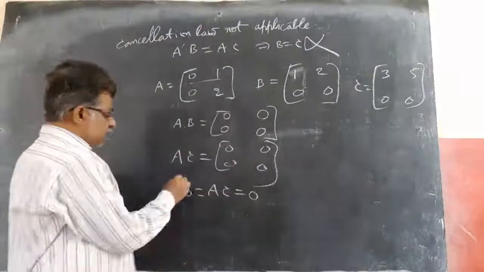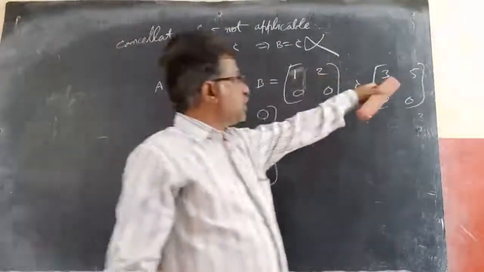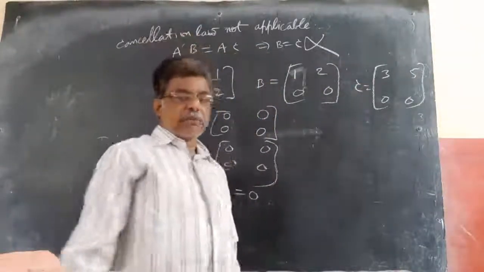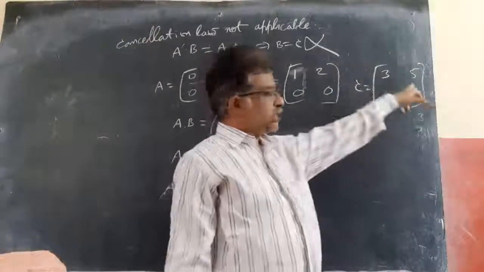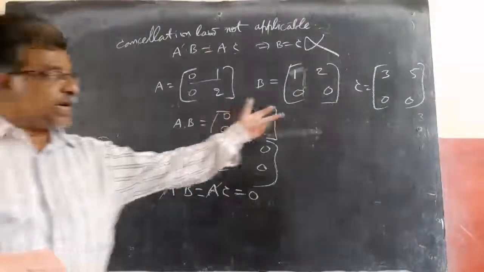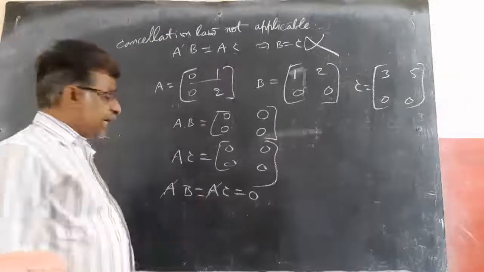Now can I cancel and say that B equal to C? This is 1 and 2, this is 3 and 5. Two matrices equal means they are of the same size and every corresponding element should be the same, I told. Here this is 1, this is 3. This is 2, this is 5, not equal. So corresponding elements are not equal, but they are of the same size, means they are not equal. So you can't cancel A.